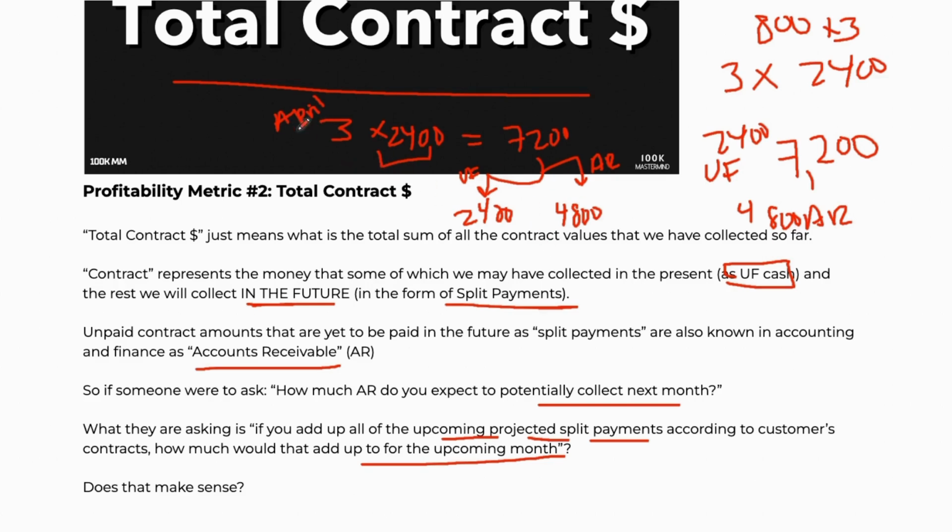So if this is April, I'm probably going to collect another $2,400 in the month of May, right? So May, I'm going to collect another $2,400. And then in the month of June, I'm going to collect another $2,400. And that would be the total $7,200 that I was going to collect. And that is going to be the total of $7,200 in contract value, $4,800 of that being in AR in upcoming months. I hope that makes sense.